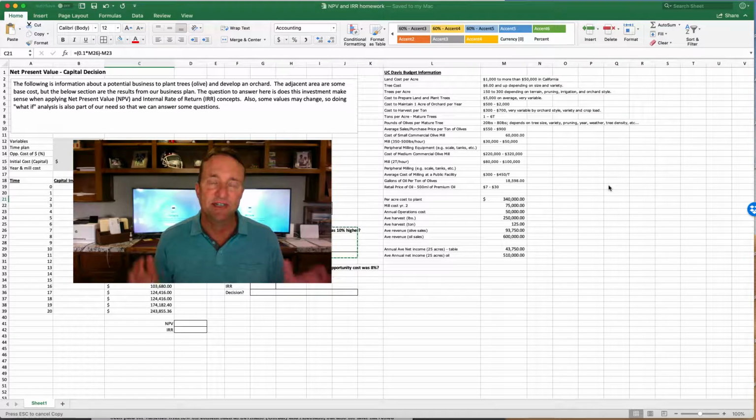We're going to have to buy the trees. We're going to have to get the land. We're going to have to prep the land. We're going to have to get all this put together. So there's a cost up front.